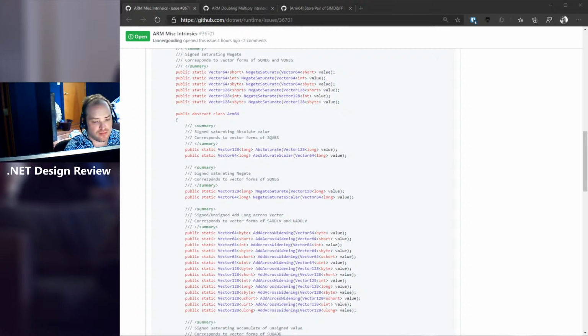We talked about negate saturate, right? Oh, it's at the add across widening. Here you go. So here. And then you said the byte is going to be short. Almost done. That works.